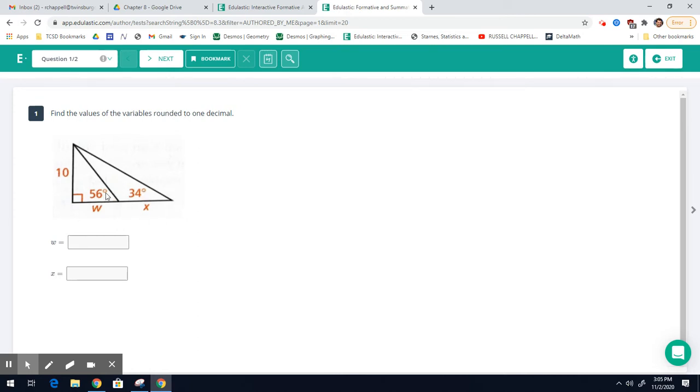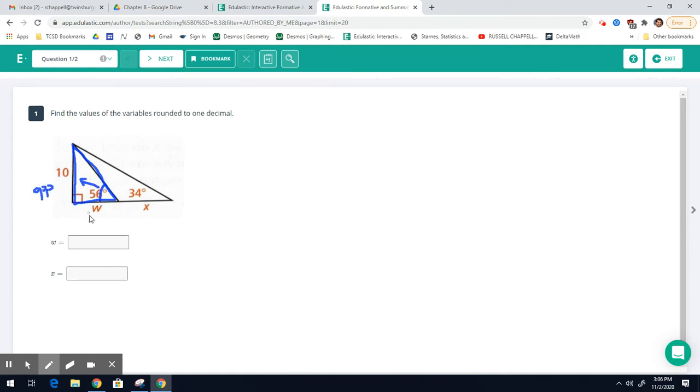So notice we have 2 right triangles built into one. So we need to focus on the right triangle closest to the right angle. So that'd be this one right here, the smaller right triangle, right? I believe we can find W using the 56-degree angle. So if this is my angle, what 2 sides are you given? Well, we know the opposite side is 10.